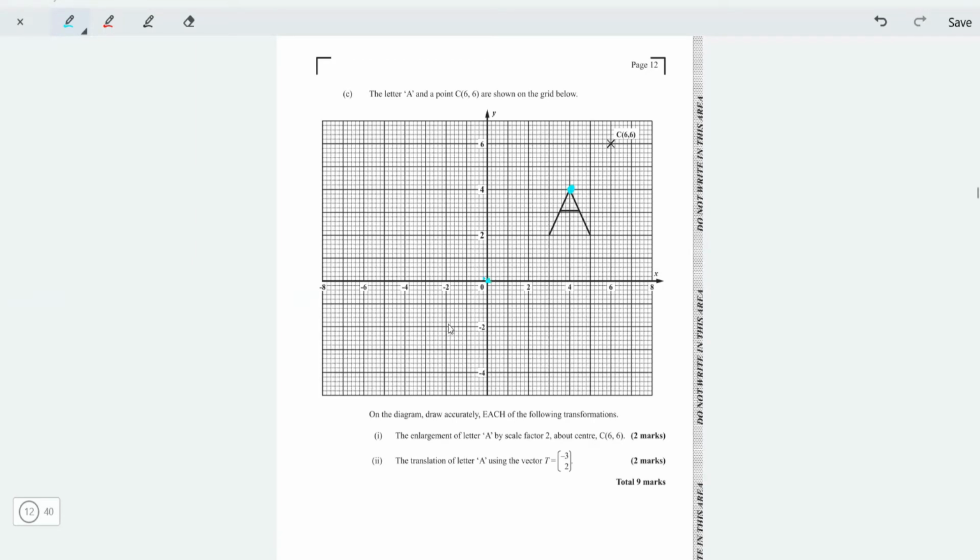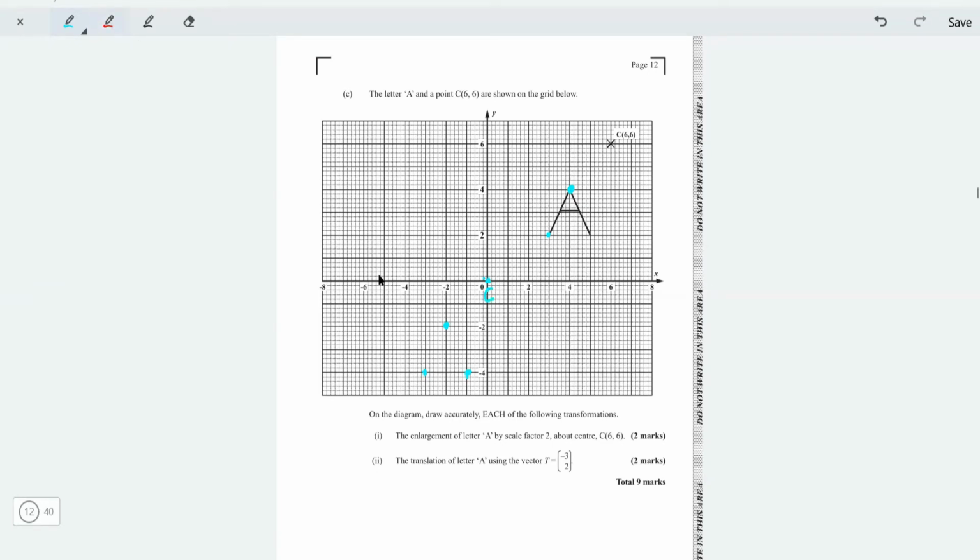This would be the start of A. This one right here is, let me see, 1, 2, 3 units across and 4 units down. So from the origin, 3 units across and 4 units down. Then I'm going to go one unit across and 4 units down. This would be where A would be if the center of enlargement C was at the origin.